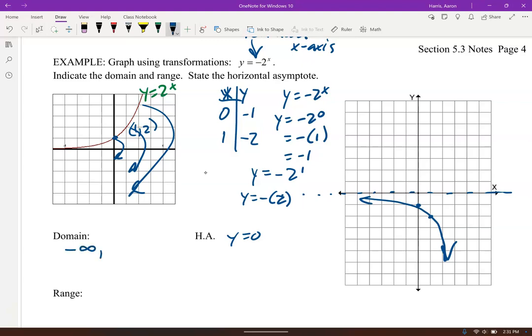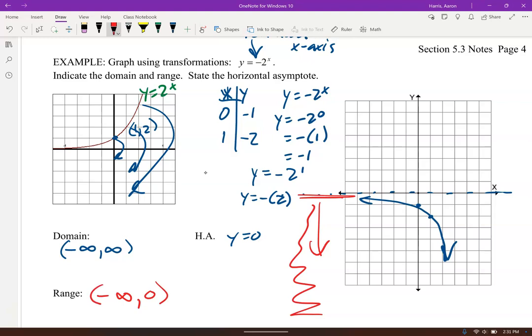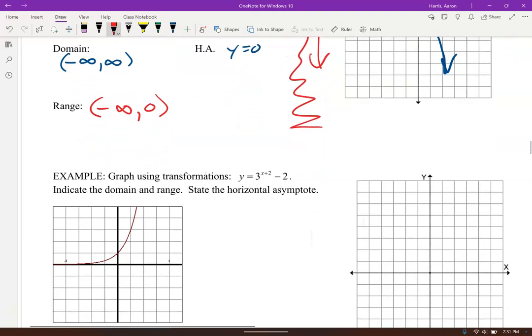x-axis. Your domain is going to be negative infinity, positive infinity. The range in this case is going to be from negative infinity, and I read it this way, right? I'm coming from negative infinity up to 0, but I don't touch 0 on that. Okay. All right. How about this one now?